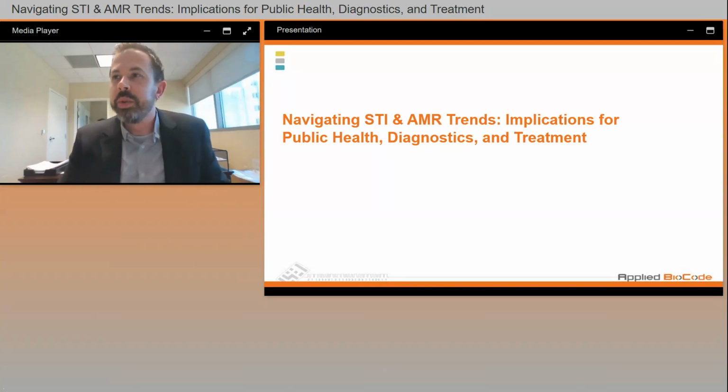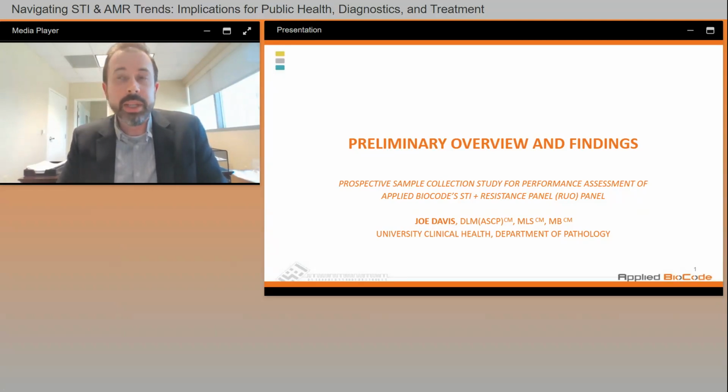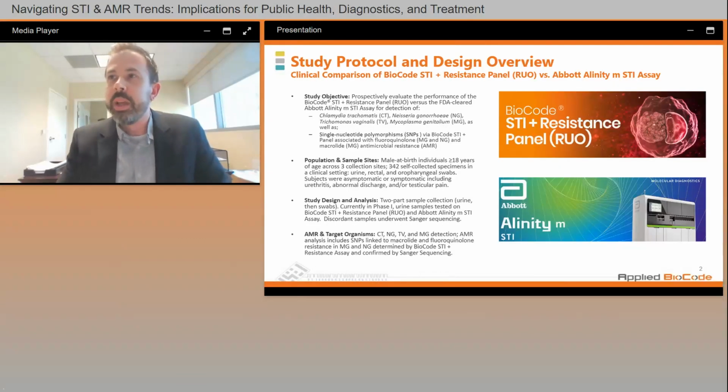We're going to transition to the next portion of the presentation, navigating the STI and AMR trends. For this, we're going to be reviewing some preliminary overview and findings from the ABC 101 study, a prospective sample collection study for the assessment of the Applied Biocodes STI resistance panel and RUO panel. It's a comparative assay from Abbott, the Alinity M, their STI panel. I'm Joe Davis from University Clinical Health and Department of Pathology.